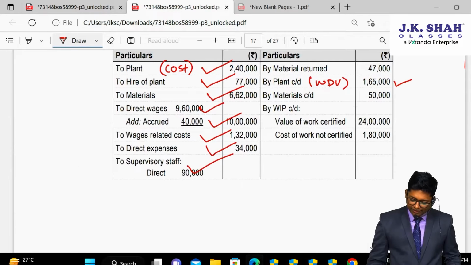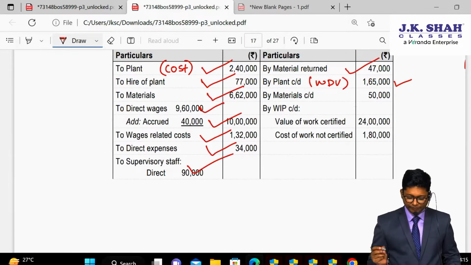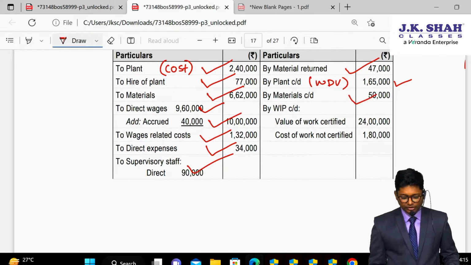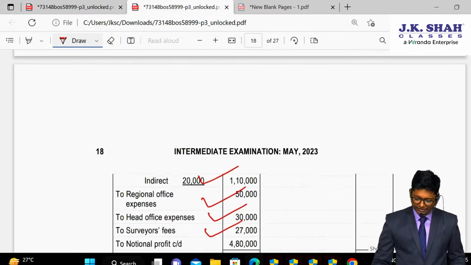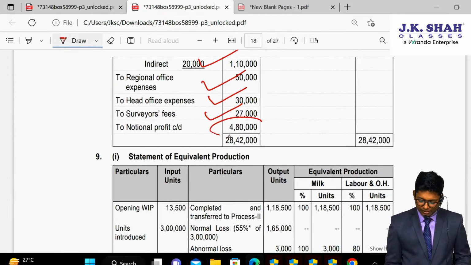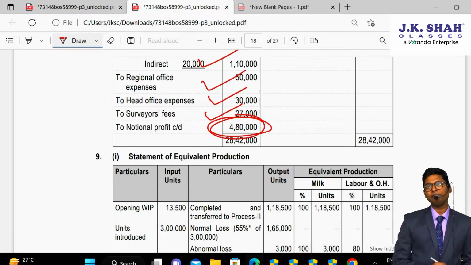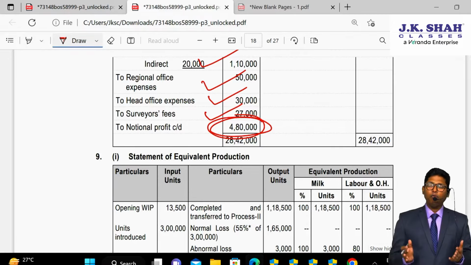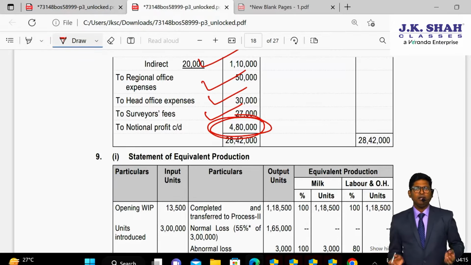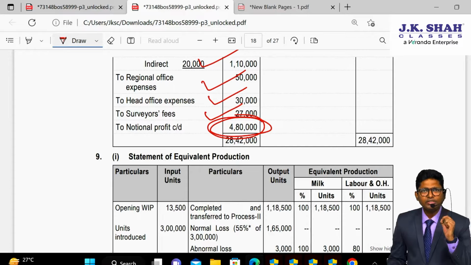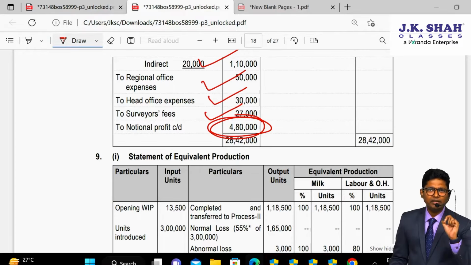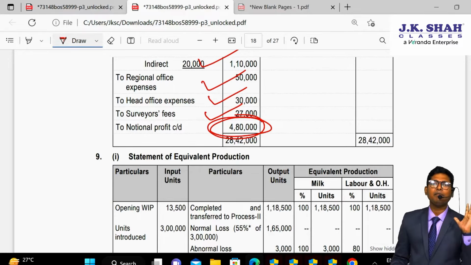On the credit side, if you check, they have recorded material returned, and material carried down. This one is the closing stock, and value of work certified and uncertified is recorded. Simply you need to close this account and calculate the profit. That's it. Now, till now, whatever sums we discussed were basic questions. No additional point came outside the syllabus till now.